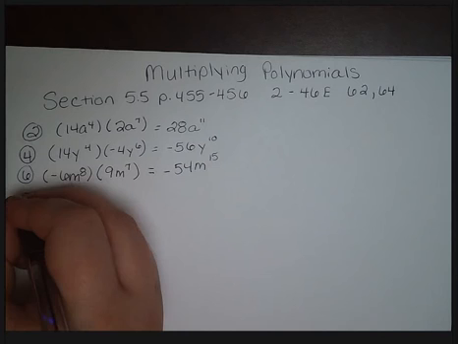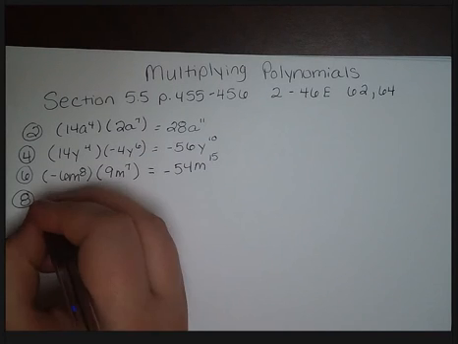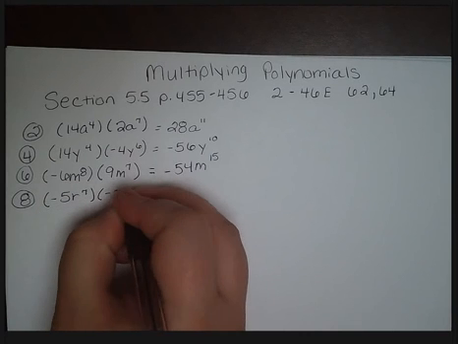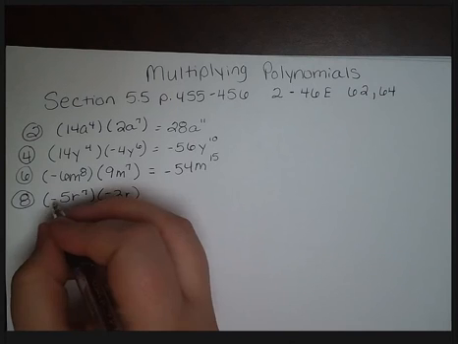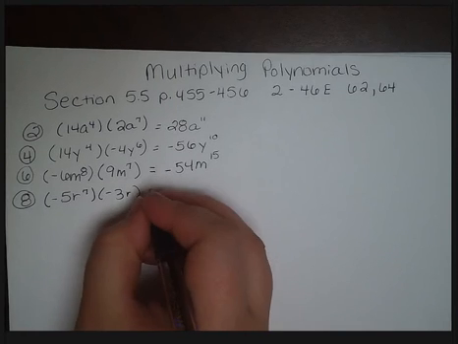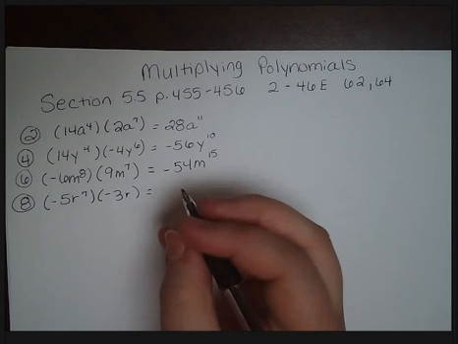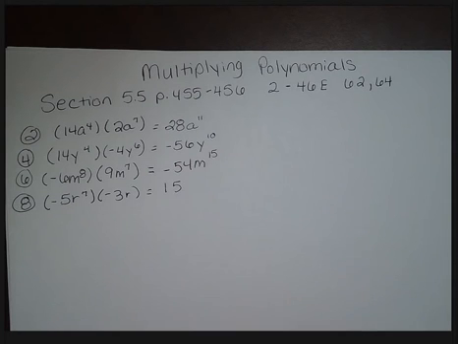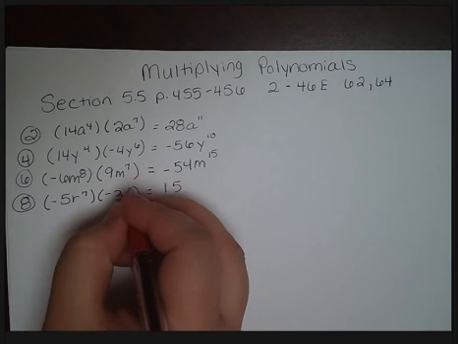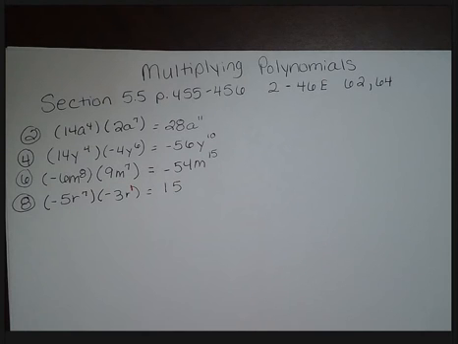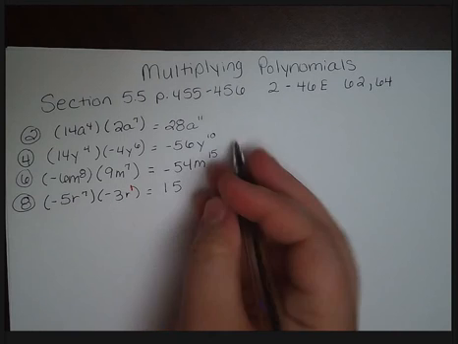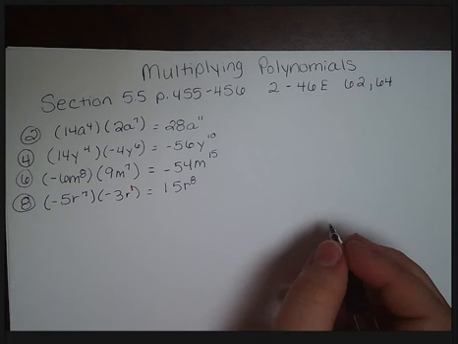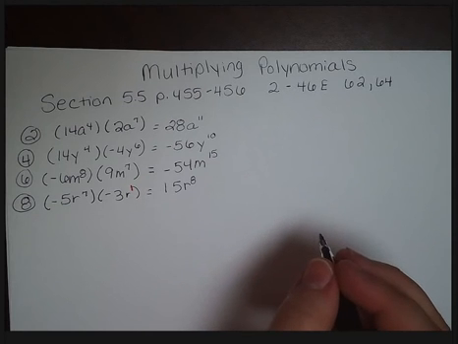Moving on to problem number 8, we have negative 5r to the 7th times negative 3r. So negative 5 times negative 3 gives us a positive 15, because a negative times a negative is a positive. And we have r to the 7th times r. You've got to remember that this r has an understood 1. So 7 plus 1 would give us r to the 8th. So I highly recommend writing in that 1 to help you remember that it does have a 1 there.